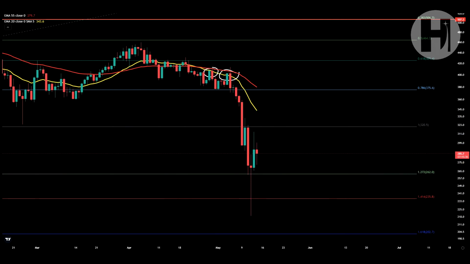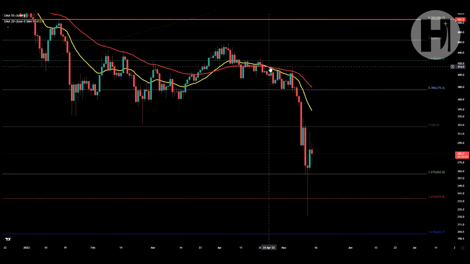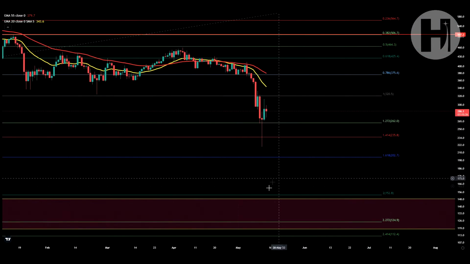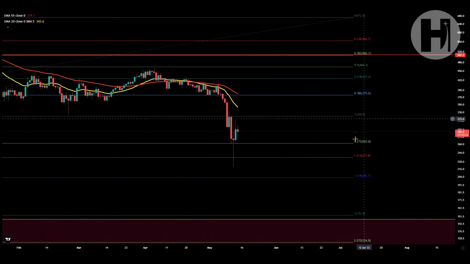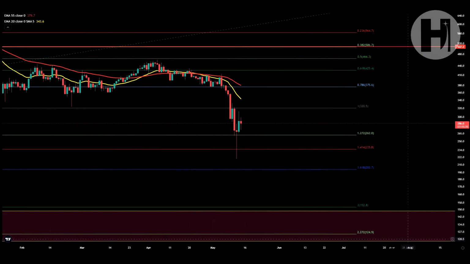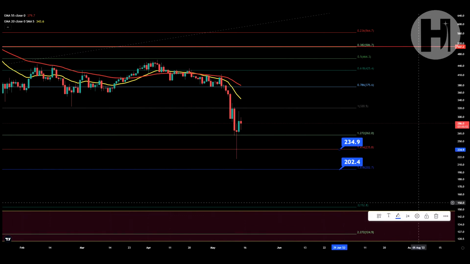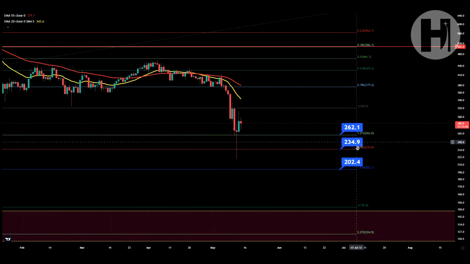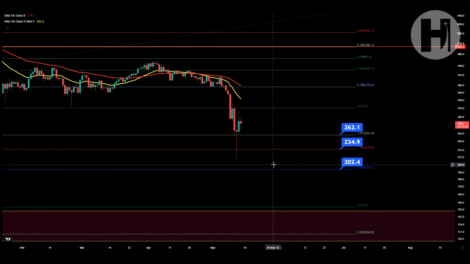So now for some of the potential support levels that we have, and obviously we got the bearish cross here, April 24th. Now looking at some of the targets that we have: the 1.272, 1.414, and the 1.618 extension levels. I'm just going to bring out the price tags. So $262, $235, $202 are your support levels.